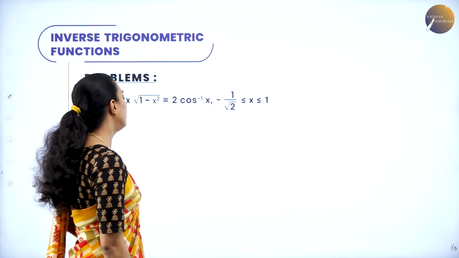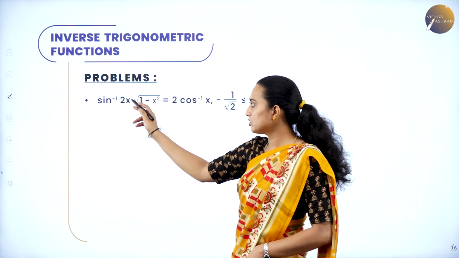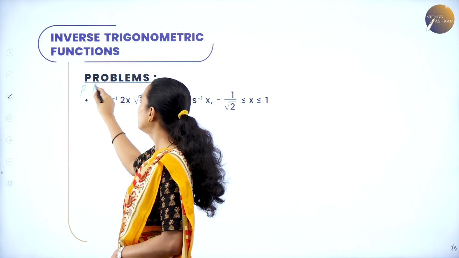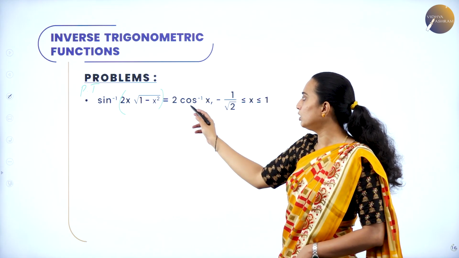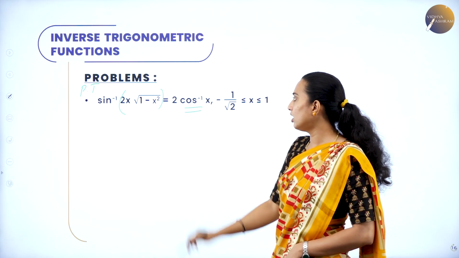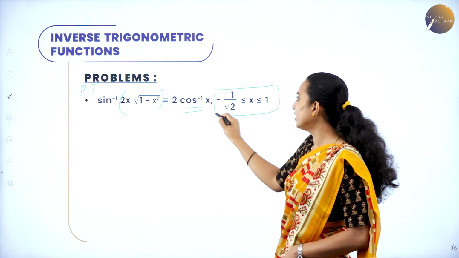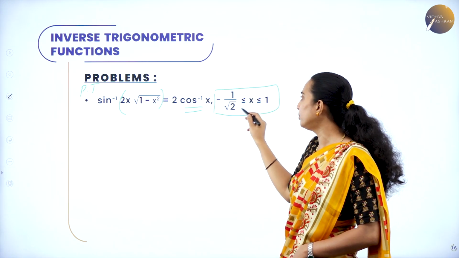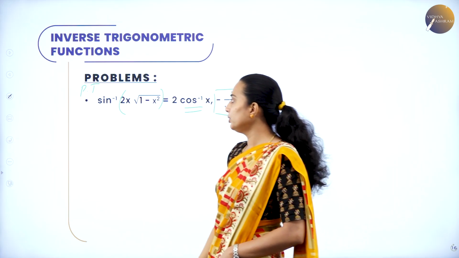examination. Next we'll be moving on to see. I told you sin inverse of 2x into root of 1 minus x squared. You have to prove this. Prove that sin inverse of 2x into root of 1 minus x squared is equal to 2 cos inverse x. So in the right hand side what you are having? Cos inverse x. They may also ask the property for what values of x it holds good. That x will be greater than or equal to minus 1 by root 2, lesser than or equal to 1. Okay. So next you are going to have what?